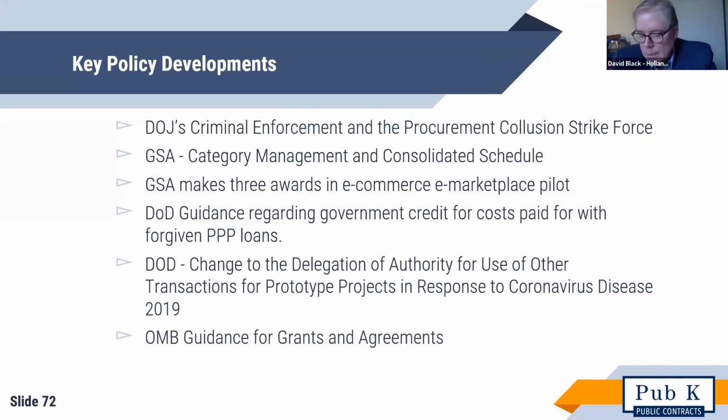GSA has made progress on its consolidated schedule. The second phase of that rollout was completed at the end of July. 99% of federal supply schedule holders, GSA schedule holders with a single contract, have now been transitioned to the consolidated schedule, and they're working on the final phase where they're taking contractors that have multiple federal supply schedules and transitioning them down to a single contract.